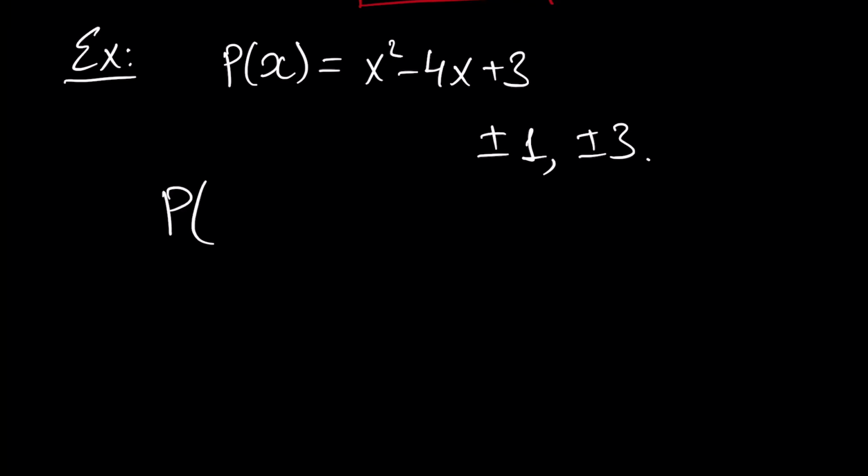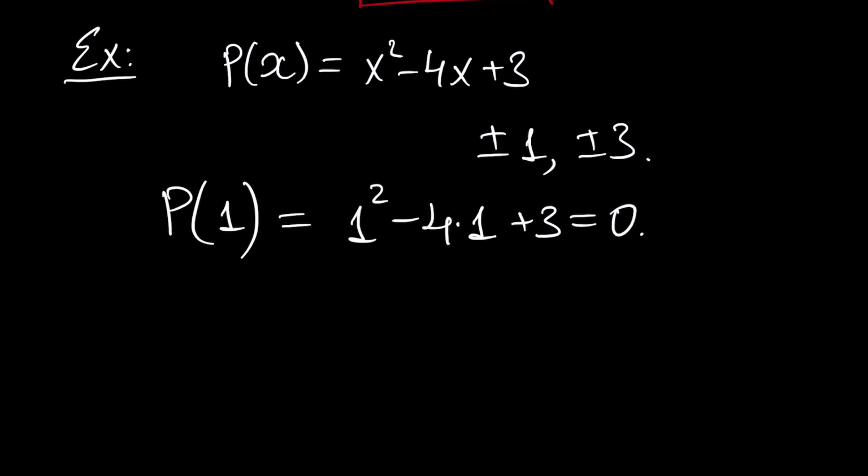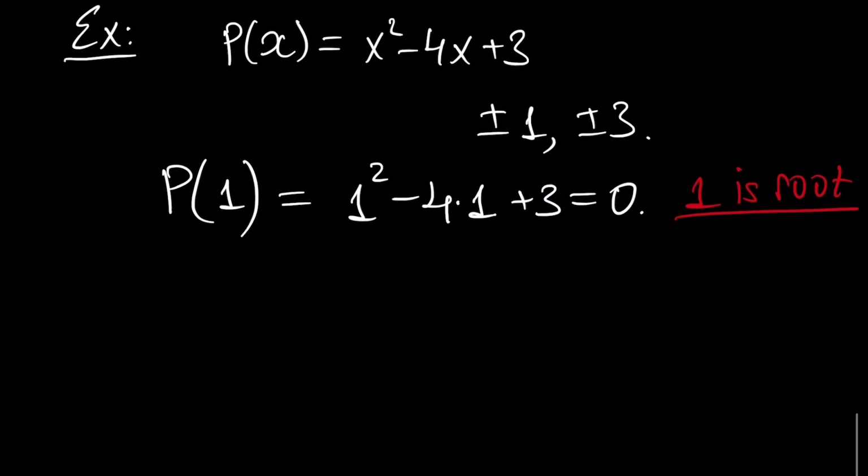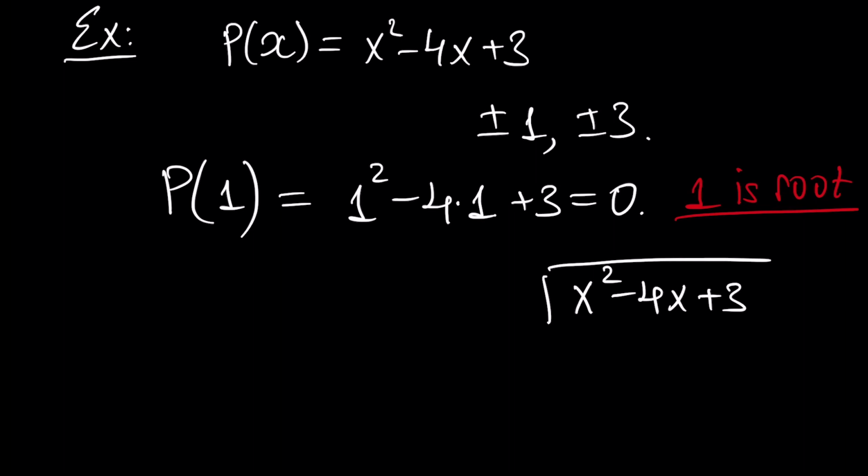And if we insert instead of our variable x number 1, we will have 1 squared minus 4 times 1 plus 3. It will be 0. That's why number 1 is the root of our equation. And we can divide now our polynomial x squared minus 4x plus 3 by x minus 1 because 1 is the root of our polynomial.